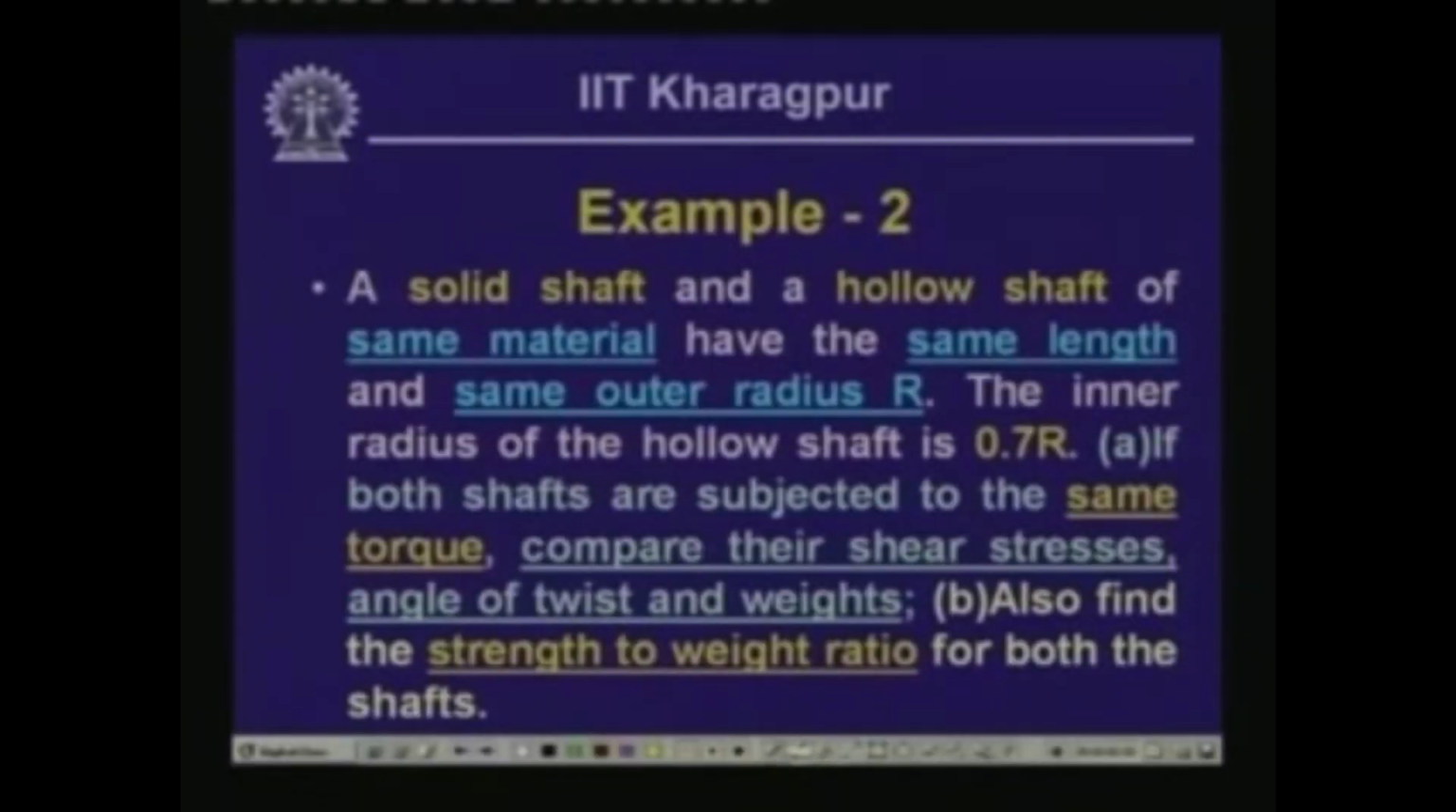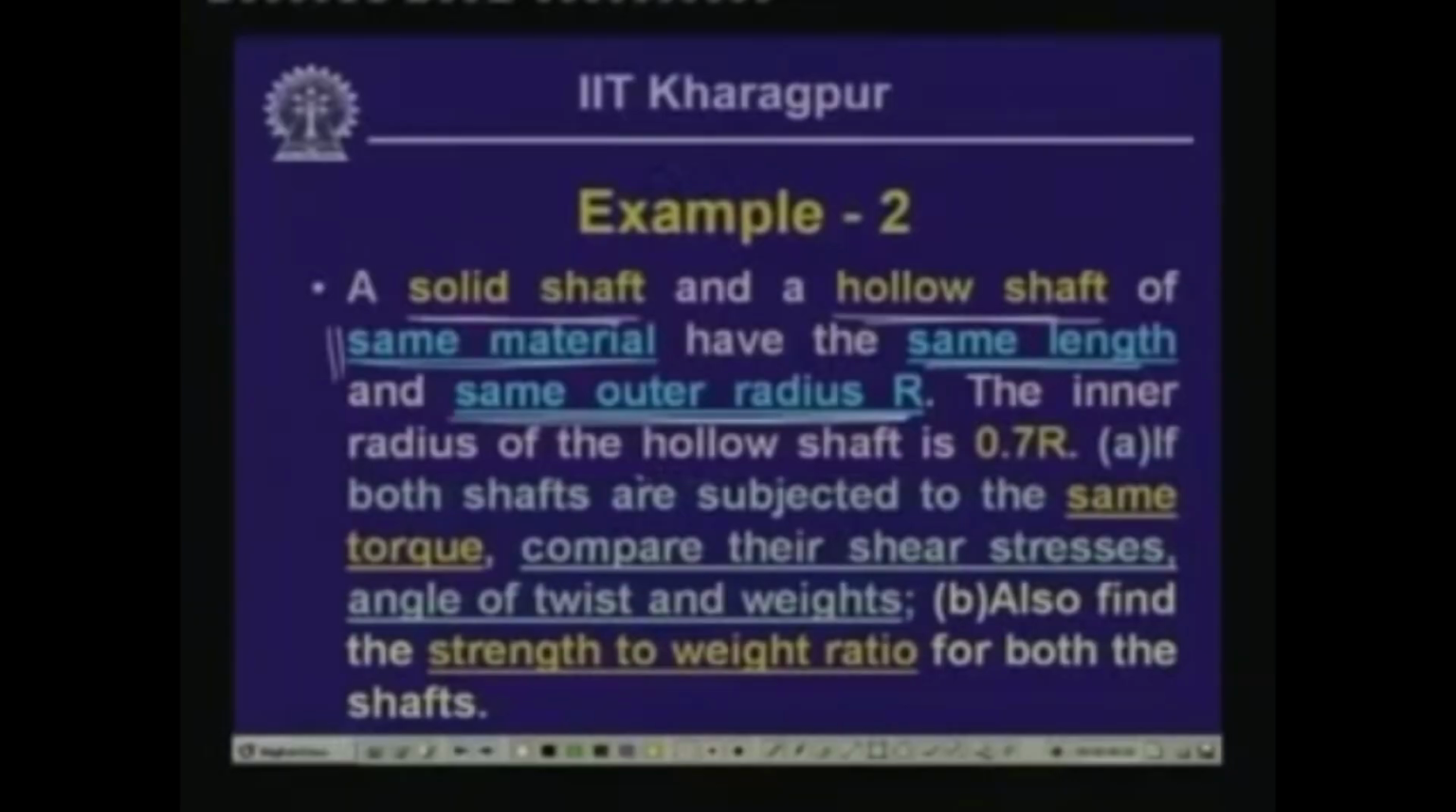The next problem states that a solid shaft and a hollow shaft are of the same material. Please note that we have the same material, same length and same outer radius. These are identical so far as the material is concerned, and identical so far as the external radius or the external diameter is concerned. If the diameter of the solid shaft is d, the outer diameter of the tubular shaft also is d. So, from external appearance they are identical, the only thing is one is a solid shaft and the other one is a hollow one, and the inner radius of the hollow shaft is given as 0.7 times r.